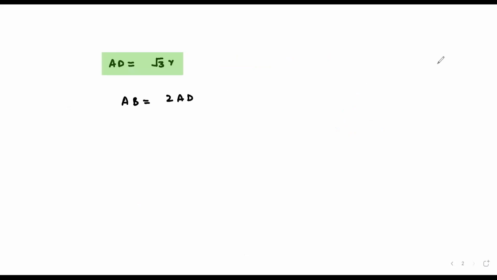2AD, because here we have the center point D, this is A and this is B. So AD is equal to DB, and if they are both equal, then we multiply by 2. 2 AD is equal to 2 square root of 3R. So we get the value of AB. Okay, this is done. Another thing will be done.